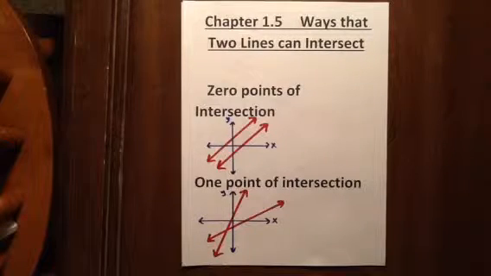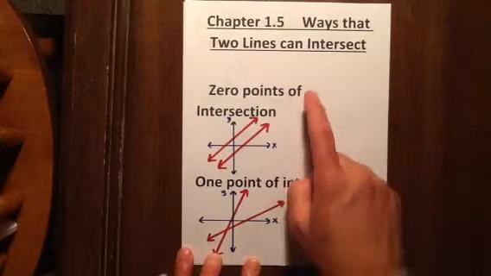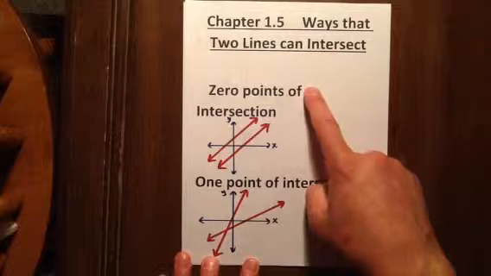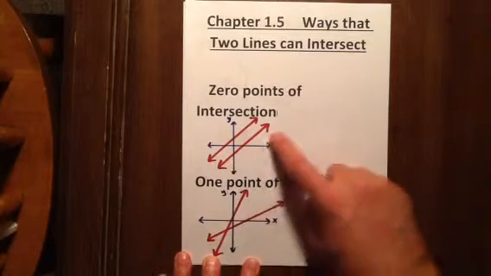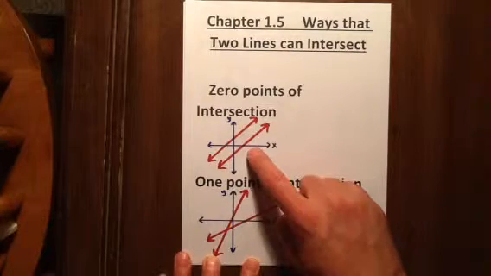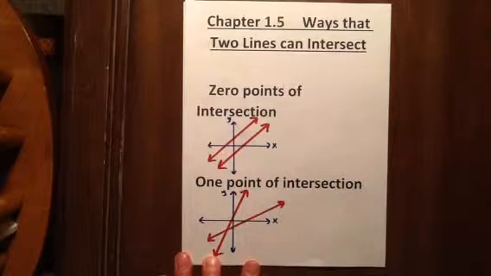In this lesson, chapter 1.5, we're going to talk about the ways that two lines can intersect. Well, there are three ways. First of all, two lines can have 0 points of intersection. That occurs when the lines are parallel and don't touch. Like these two lines. They're parallel and they'll never touch. They have 0 points of intersection.